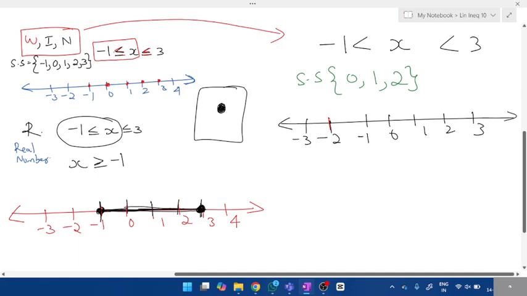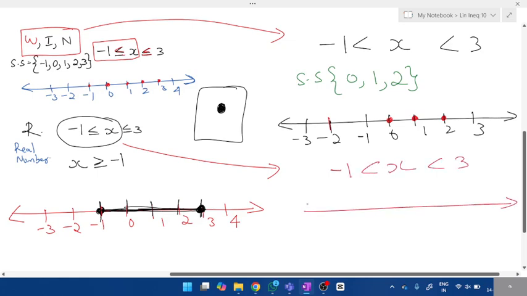When the type of number is given as whole number, integer, and natural number, what's the answer? On 0, you keep a point, on 1 and on 2. Fine. Is it clear? Did you understand? Till now we were doing this, students, for real number. Now for real number, same question: -1 less than x less than 3. For real number, what we do is 0, 1, 2, 3, -1, -2.